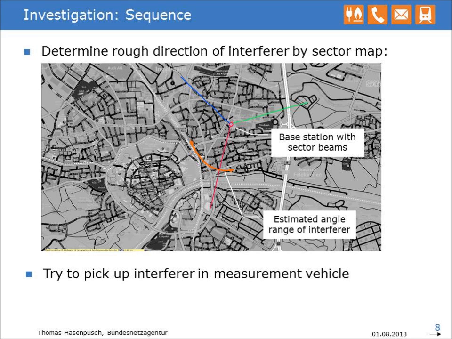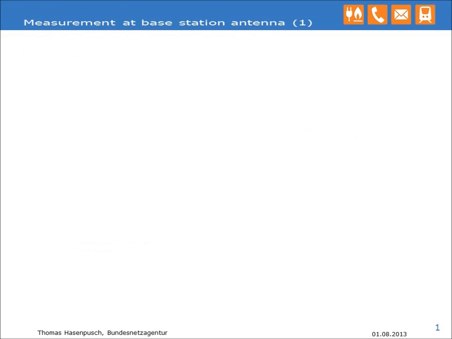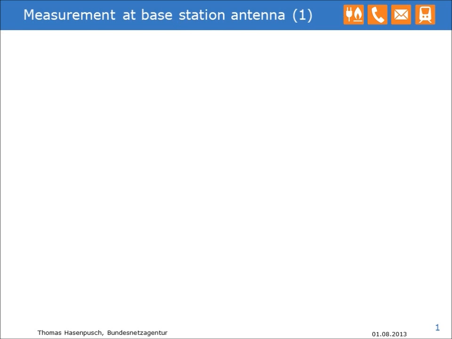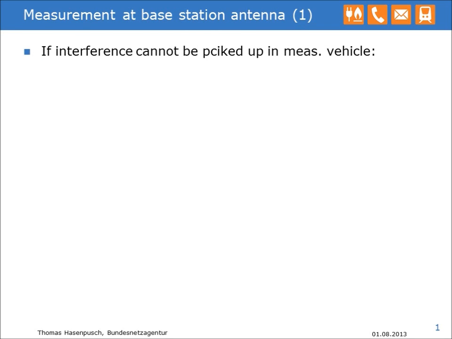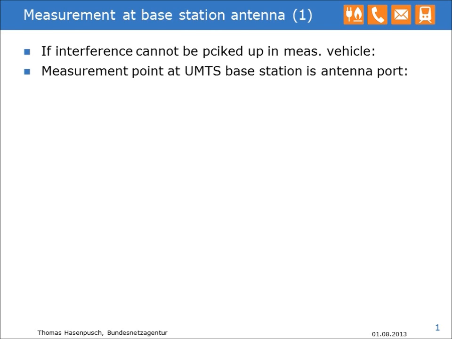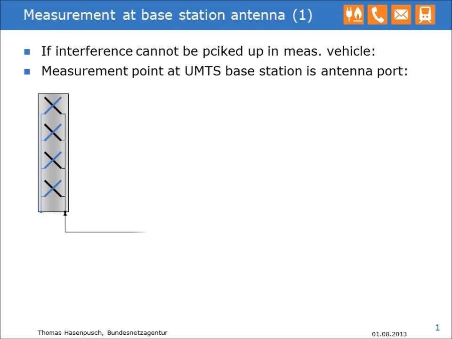So in that case, we need to do a measurement on the UMTS antenna. And the point where we measure is the antenna port. Usually the UMTS antennas are cross-polarized, and usually we have two antenna lines coming down from each of the sector antennas, working on two different TX-RX units of the UMTS station. And we can use one of these antenna lines to connect our analyzer.